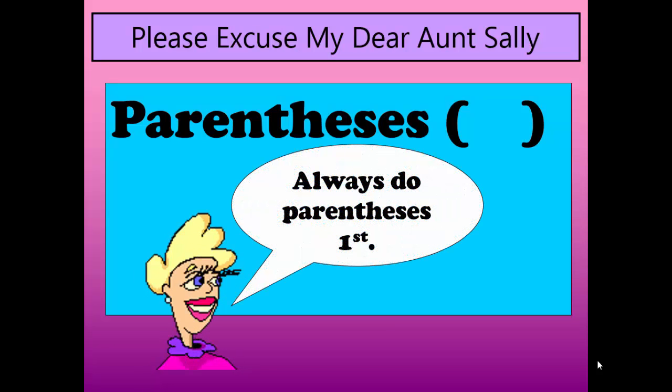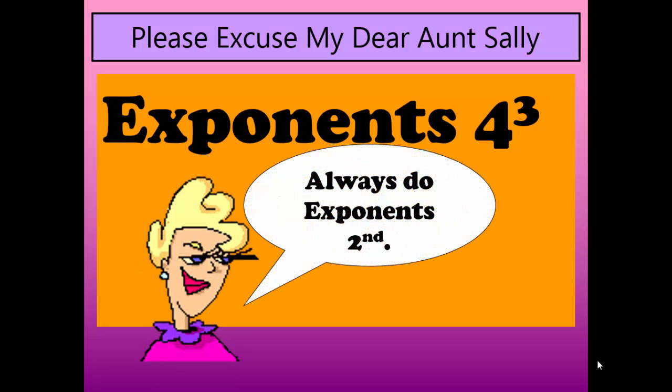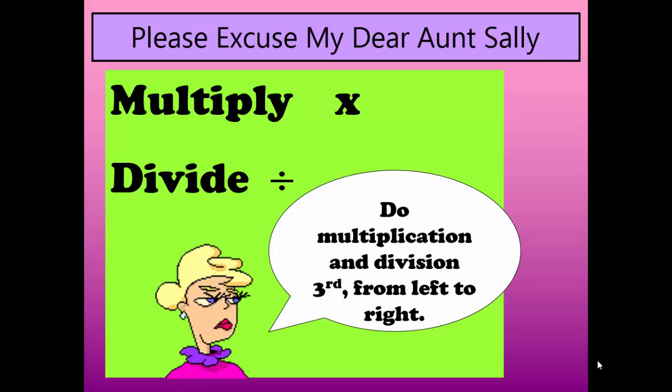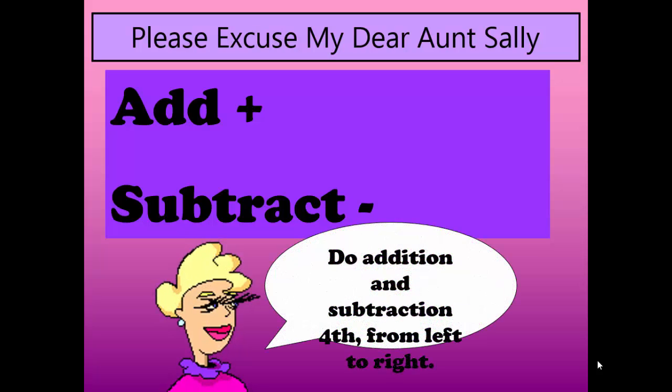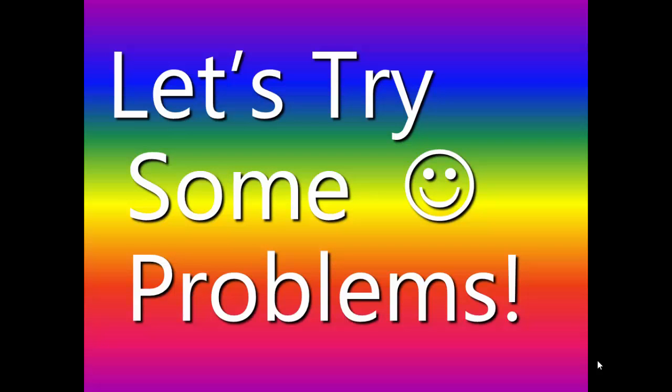You always want to make sure and do the parentheses first, exponents second. When we are multiplying and dividing, this is our third step, but it comes from left to right, like I was telling you guys just a minute ago. The same goes for addition and subtraction. Addition and subtraction are the very last steps you want to do, and you want to make sure to do them from left to right.